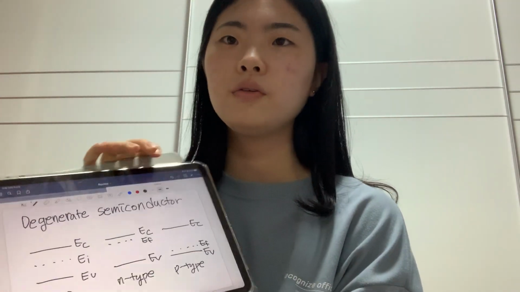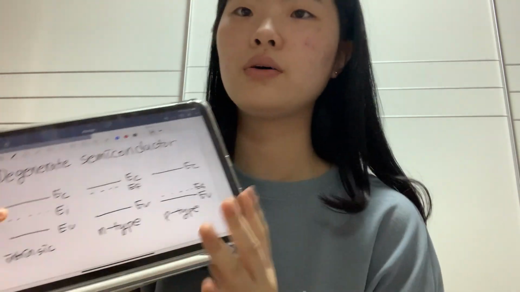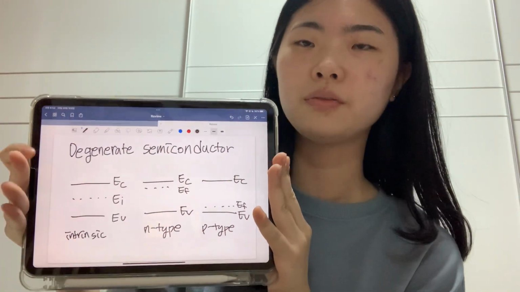Today I'm going to talk about degenerate semiconductor, current flow, and carrier. Let's start. First, let's talk about degenerate semiconductor.